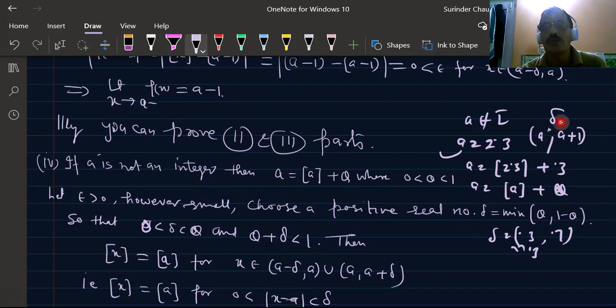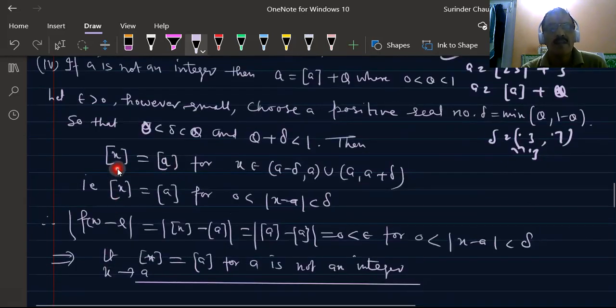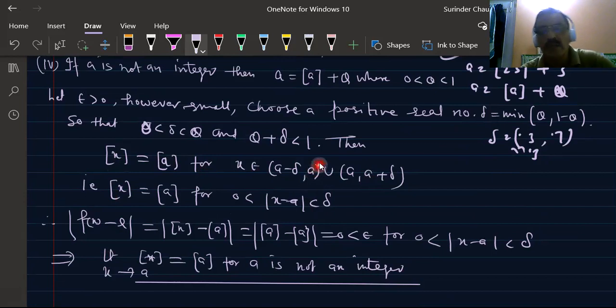Its value varies in the different intervals. So next is theta. Now the greatest integer function of x is equal to this in this interval, in the left neighborhood of a and the right neighborhood of a.